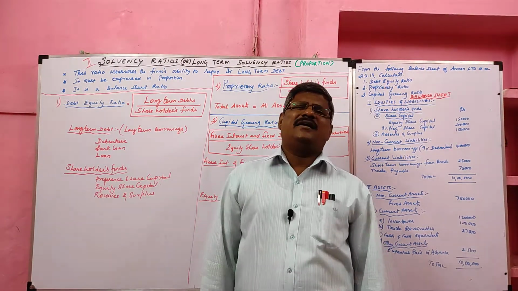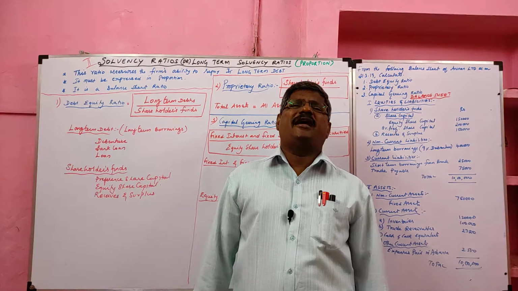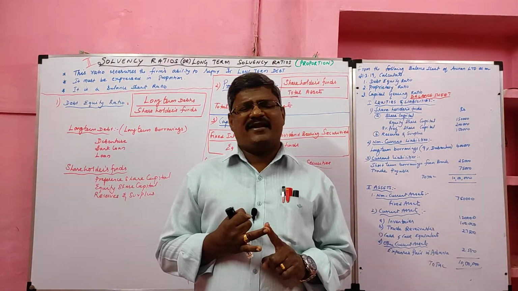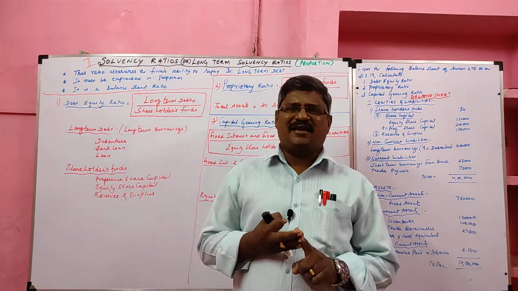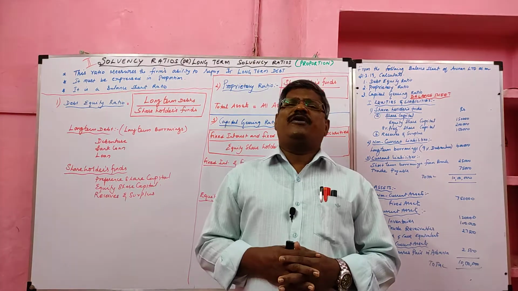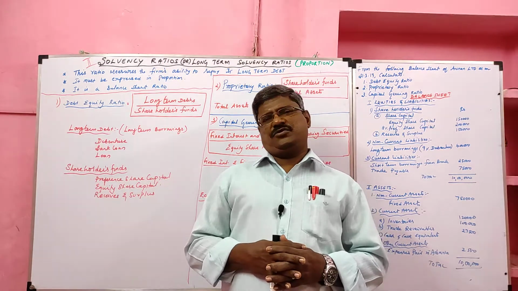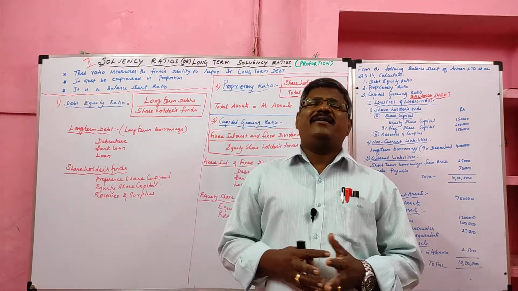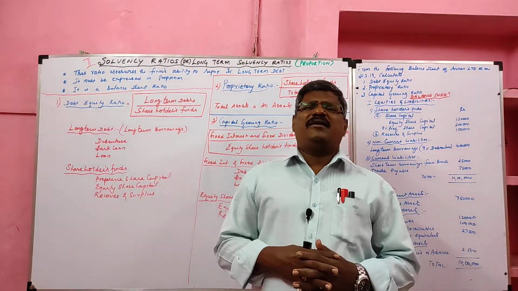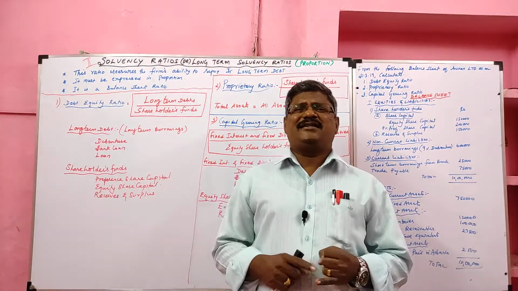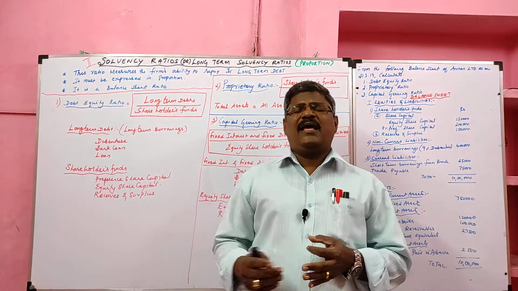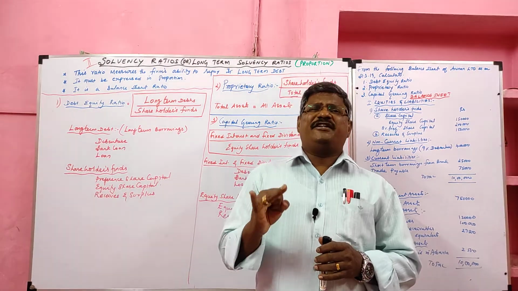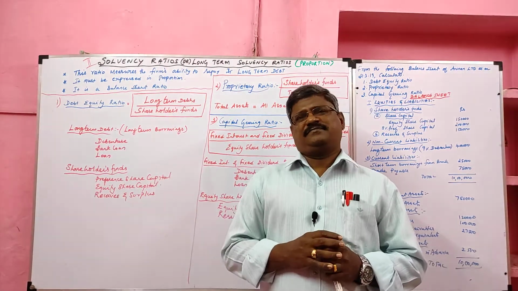In this solvency ratio, there are three types of ratio we have. 1. Debt equity ratio. 2. Proprietary ratio. 3. Capital gearing ratio. First, we are going to learn about debt equity ratio. The formula for debt equity ratio is long-term debt divided by shareholder fund. In long-term debt, we have to take long-term borrowing such as debenture, bank loan. Then in shareholder fund, we have to take preference share capital, equity share capital, reserves and surplus.